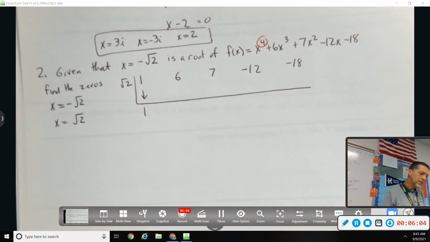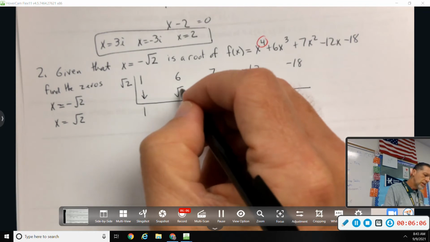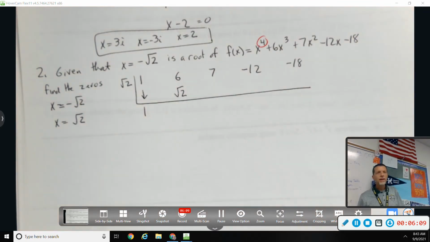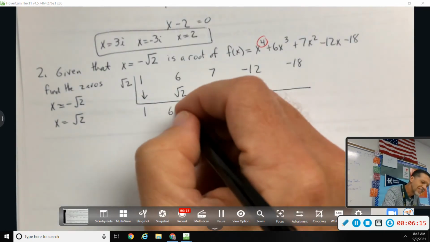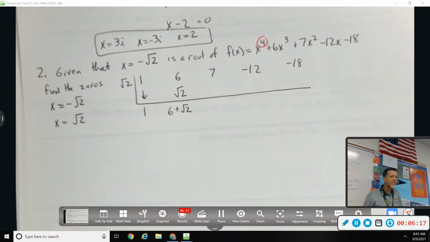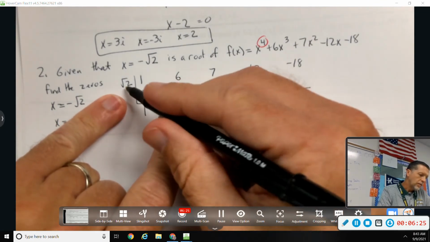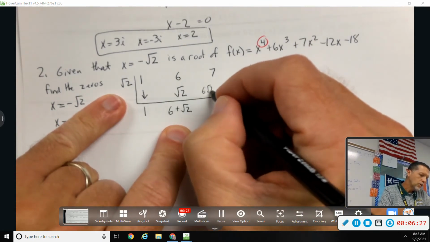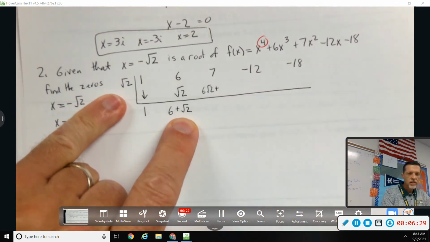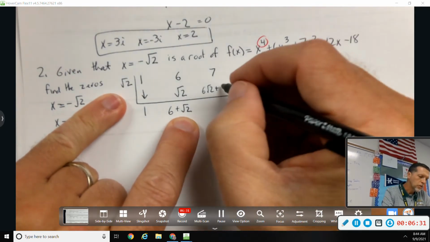Copy down the 1. Multiply. What's 6 plus square root of 2? Square root of 2 plus 6. I'm not doing the rest of it. 6 plus square root of 2. This one may be easier than the i's. I don't know, I guess it depends on how good you are with square roots. Multiply this. I get 6 root 2 plus 2, because root 2 times root 2 is 2.